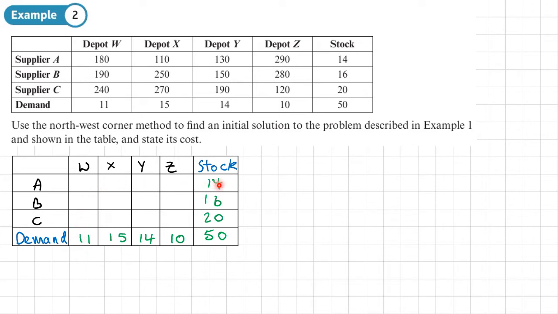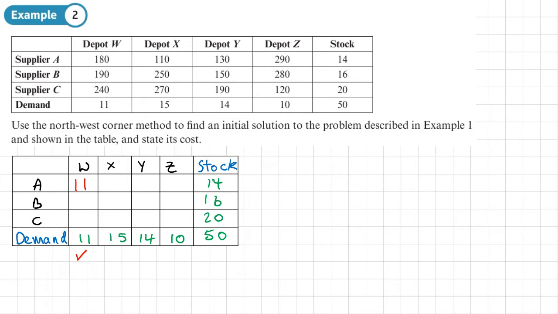So basically I'm going to take 11 units of the stock from supplier A and allocate it to depot W. So I'm going to use 11 there. So that now supplies all the demand for depot W, but it hasn't used up all the stock of supplier A. Supplier A still has 3 units of stock.